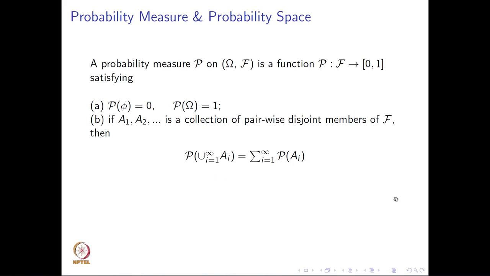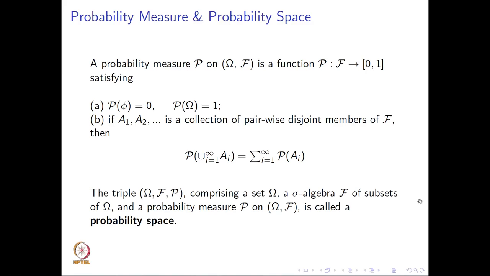Next, we look at the important concepts of probability measure and probability space. A probability measure P on a specific sample space omega and sigma algebra F is a function from F to the closed interval [0, 1] which satisfies the following properties. Probability of the null set equals 0, probability of omega equals 1, and if A1, A2 and so on is a collection of pairwise disjoint members of F, then the probability of the union of all such members equals the sum of their individual probabilities. Note that this holds because the sequence A1, A2 is pairwise disjoint.